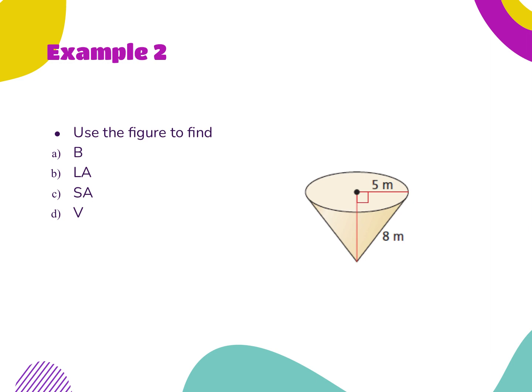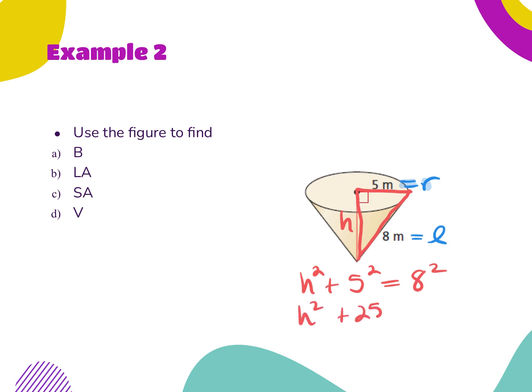So in my picture, the radius is the 5. So this is my radius, and the 8 is my slant height. Now, in order to find volume, I'm going to need to find the height of this cone. And notice that this is forming a right triangle here. So let me go ahead and find the height while I'm here. So I'm going to be doing Pythagorean theorem. So height squared plus 5 squared equals 8 squared.